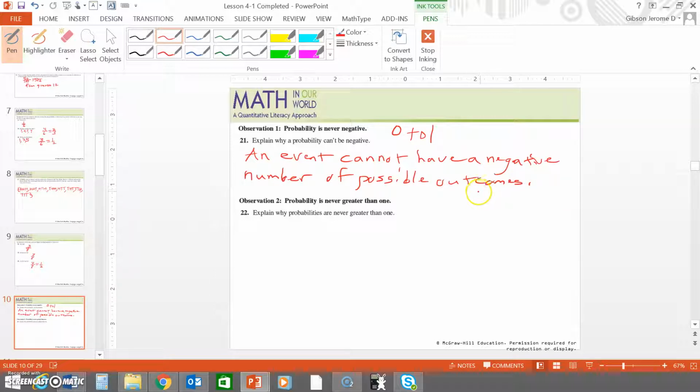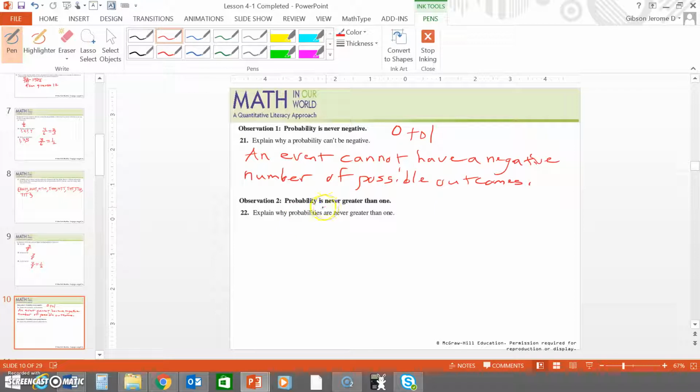Because think about it in more practical terms. Like, for instance, if we ask what is the possible outcome of rolling a 7 on a 6-sided die, we know that that outcome is 0. It would never go to negative. It would be 0. So it can never go to negative. So think about any event that you could think of, and the probability of it happening, it cannot go lower than 0. So it would never be negative.